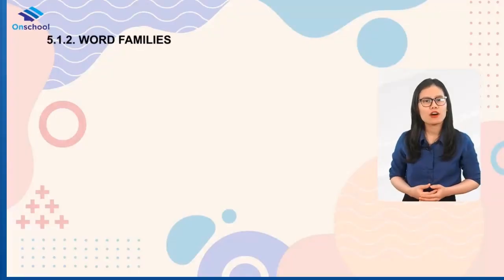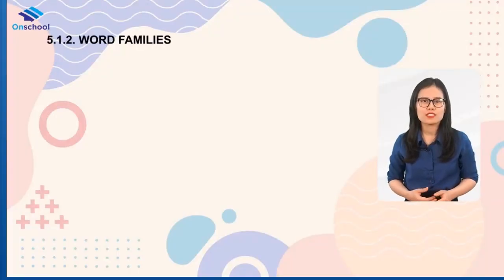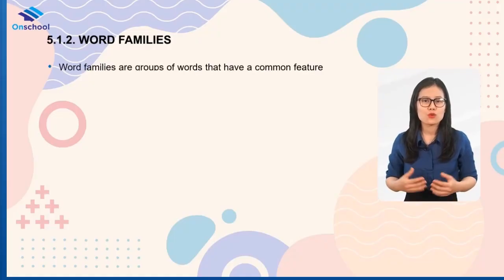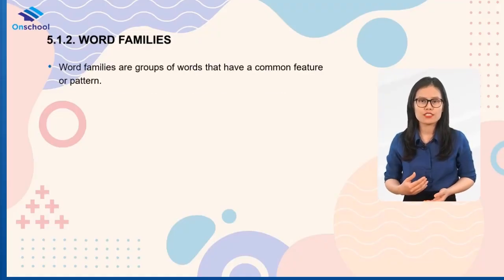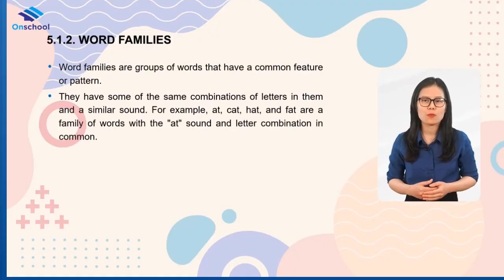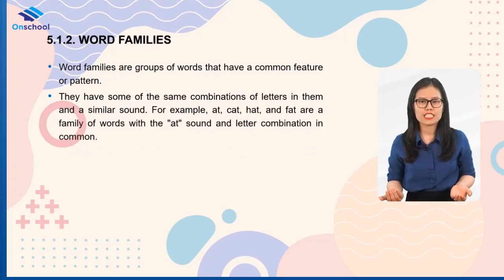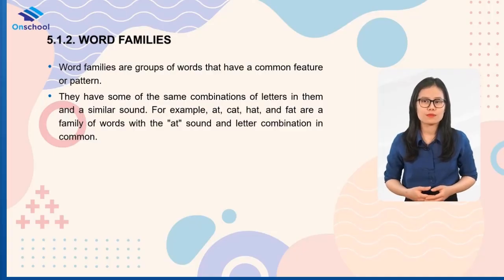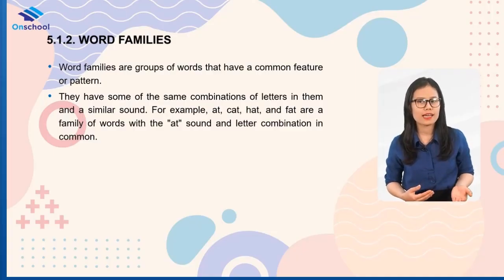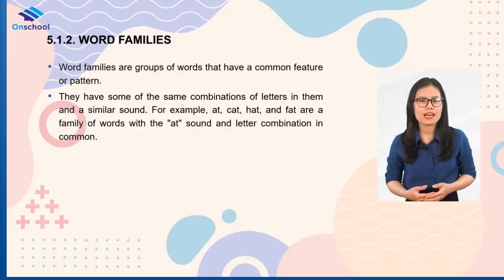Now let's move to the second part of the vocabulary focus. It is words family. So word families are the group of words that have a common features or patterns. They have some of the same combinations of letters in them and a similar sounds. For example, at, cat, hat, or fat are the family words with the at sound and letter combination in common.